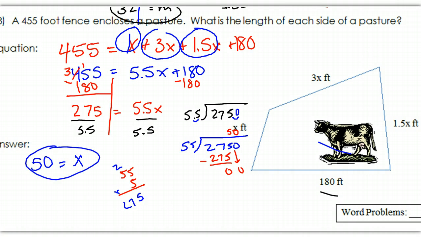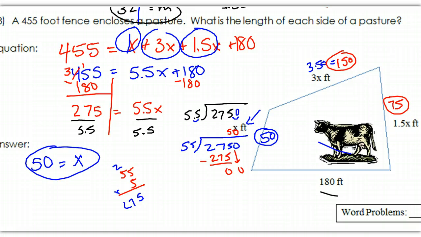Okay, now that's x, but we wanted to go back and see what each length of the fence was. So it's kind of hidden right here, but this one's x, so this one's actually 50. This one's 3 times x, so 3 times 50. We're just substituting in our x value. 3 times 50 is 150. So that's this answer there. 1.5 times 50, well, that's 1 of 50 and half of 50. That's 75. And this one's 180. So those are the 4 lengths of the fence. It's 50, 150, 75, and 180.